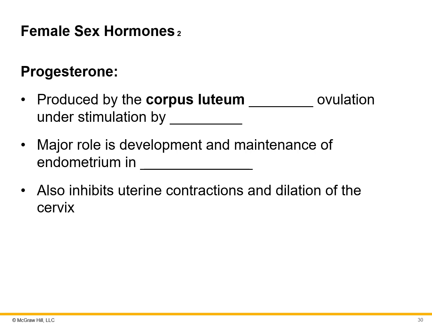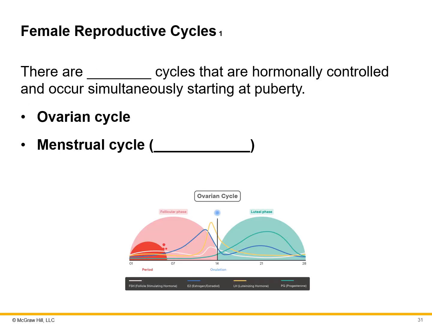The major role of progesterone is that it is involved in development and maintenance of the endometrium in pregnancy. So remember, progesterone protects the pregnancy. That's your way to remember that. It also inhibits or blocks uterine contractions and dilation of the cervix. Again, that would have a negative effect on the pregnancy if we had an opening in that cervix. So we want to keep everything closed. We don't want contractions because we are trying to protect that pregnancy.